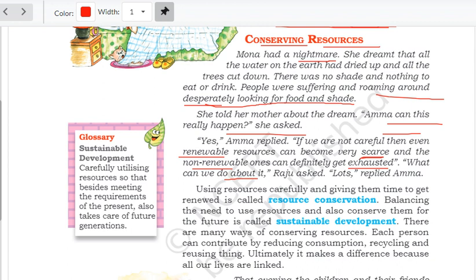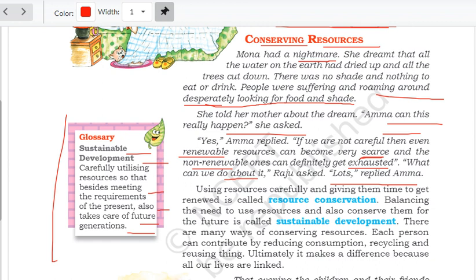What can we do about it? Raju asked. Lots, replied Amma. We can do many things. Glossary. Sustainable development: carefully utilizing resources so that, besides meeting the requirements of the present, we also take care of future generations. This is sustainable development.